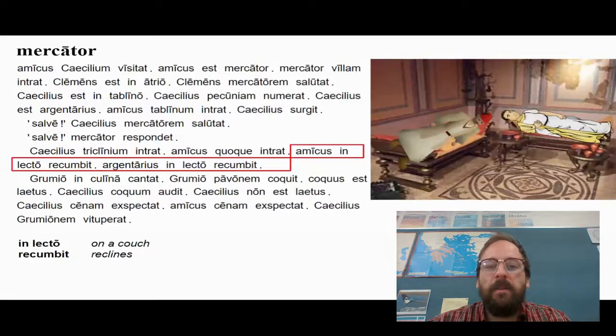Down on this, you see that there's a phrase and a word that we need to know. In lecto means on a couch. Recumbit means reclines. Amicus in lecto recumbit. Argentarius in lecto recumbit. So what do they do? What room are they in? I don't understand. Why is the action of the amicus recumbit if they're in the triclinium?